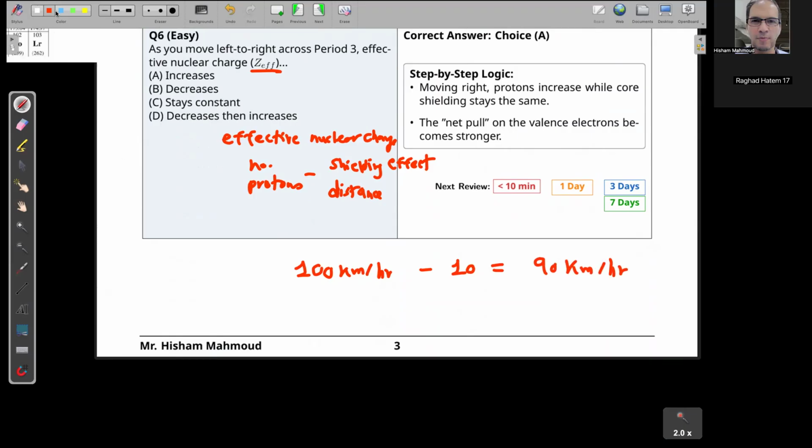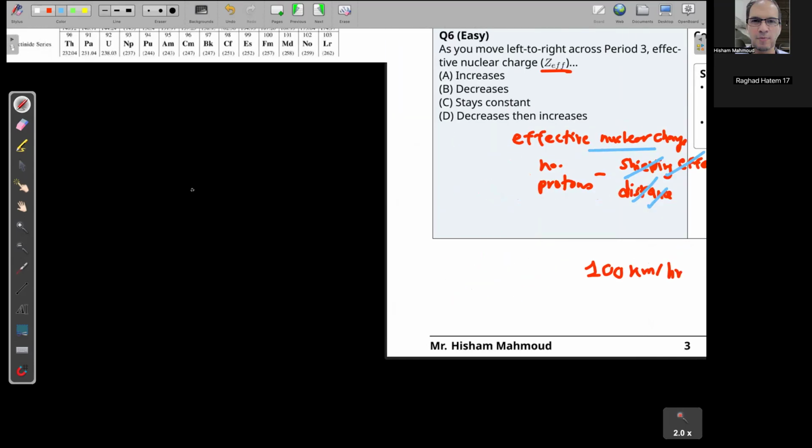But what if there is nothing here? Then it is totally 100, right? Here it is the same. The number of protons is what controls the nuclear charge minus shielding. What if there is no shielding and no distance difference? That's what we said here.